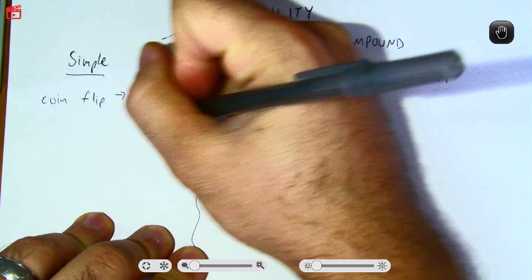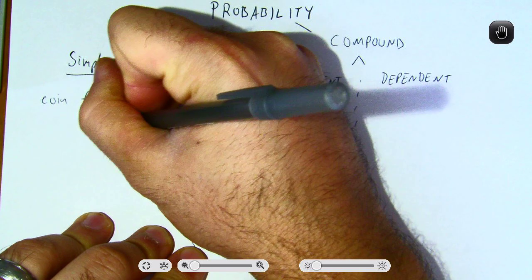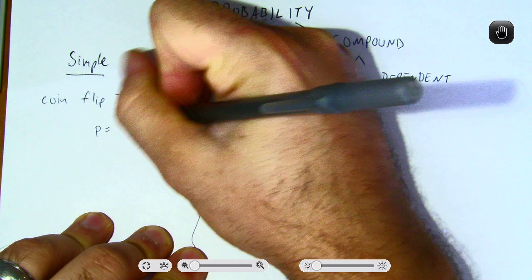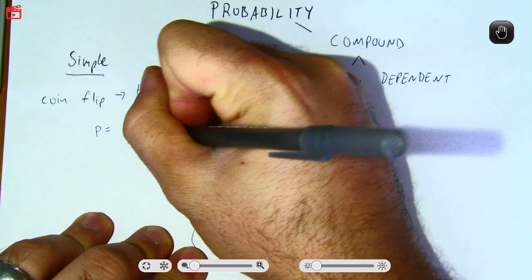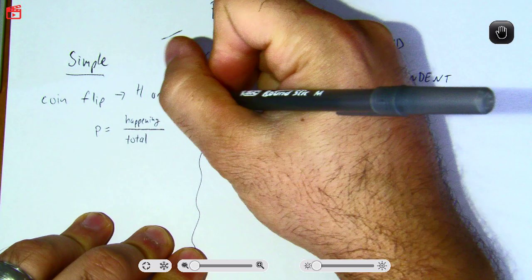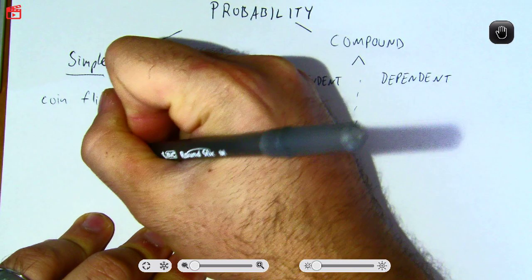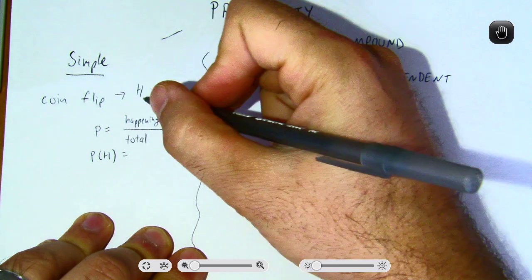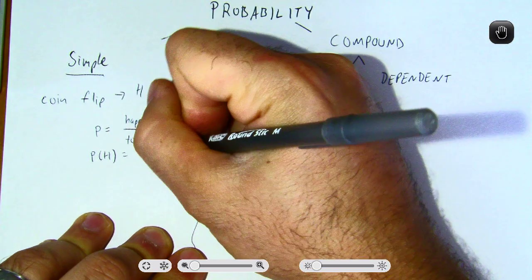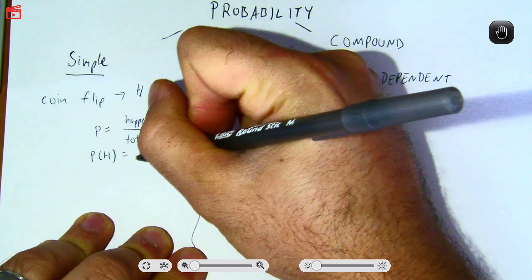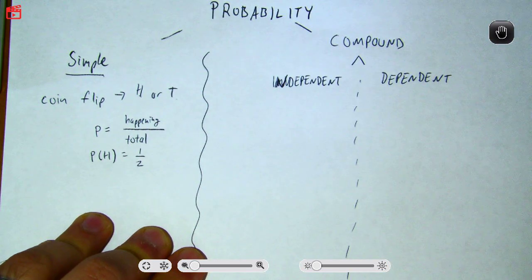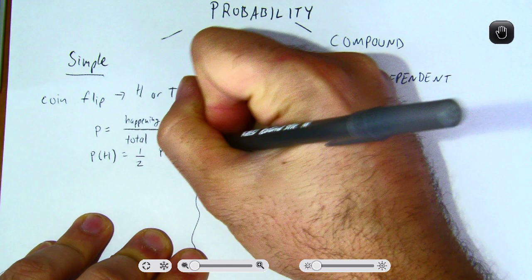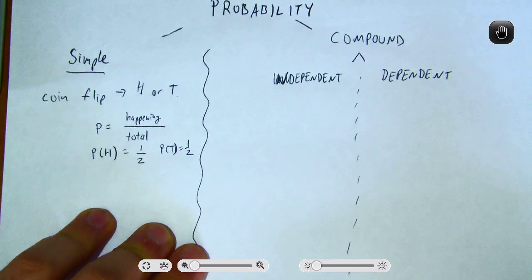So probability, generally speaking, is the chances of it happening over the total number of opportunities. So let's say I wanted to get the probability of heads. I would take how many chances are there of getting heads? 1 out of a total of 1, 2 chances. So the probability of getting heads is 1/2. Probability of tails is also 1/2. That's the easiest example to think of.